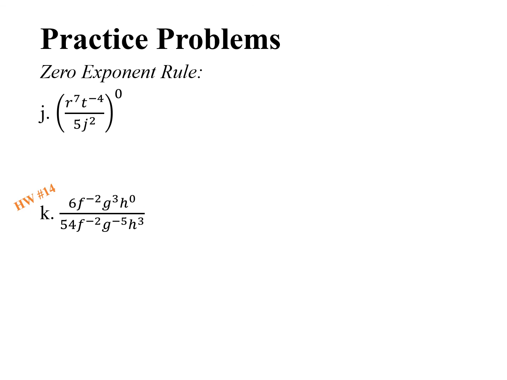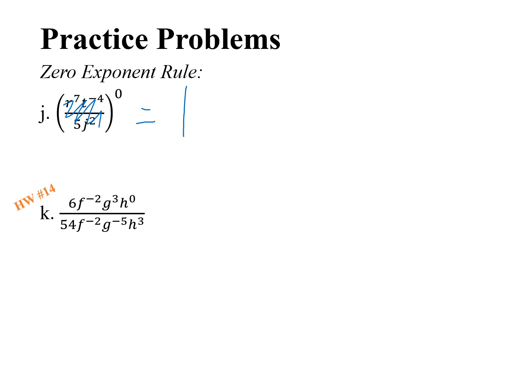Last one's here, that rule, the zero exponent rule. Before I need to figure out anything on the inside, no matter what that is, if it's raised to the power of 0, the answer is 1. So on the homework, number 14 on the worksheet, this one combines a few of the different rules, so I figured I'd throw this one in as our last practice problem.